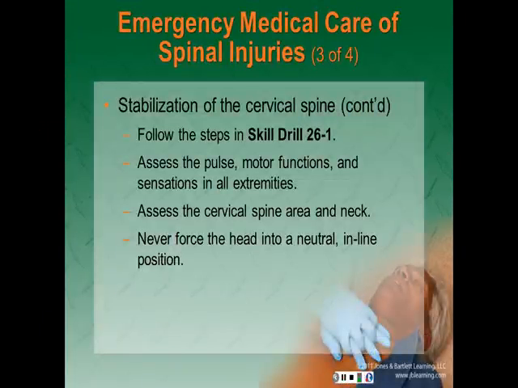Assess the cervical spine area and neck, and never force the head into a neutral inline position. Do not move the head any further if the patient reports any of the following symptoms: muscle spasms in the neck, substantial increased pain, numbness, tingling, or weakness in the arms and legs, or a compromised airway or ventilations.